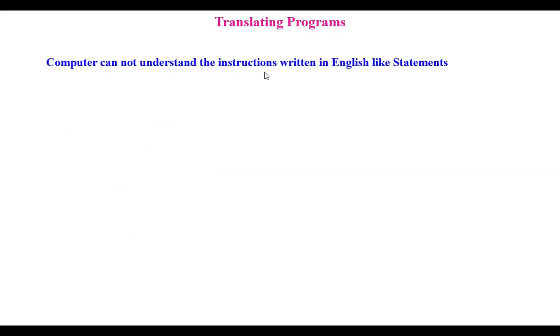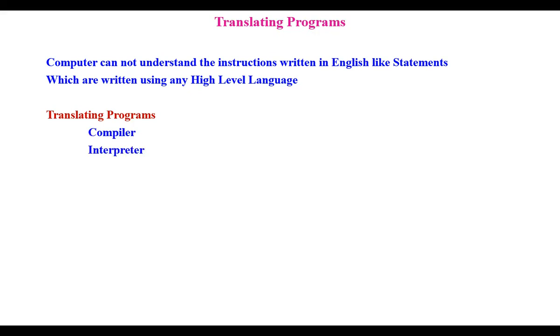Computers cannot understand instructions written in English-like statements. As we have seen, it can understand only zeros and ones. So programs written using any high-level language, the computer cannot understand. So translating these programs is done by a compiler, an interpreter, or an assembler. These are again a set of programs which are used to transform or convert our English-like sentences to machine language statements. So these are sets of programs again, but we call them a compiler, an interpreter or an assembler.